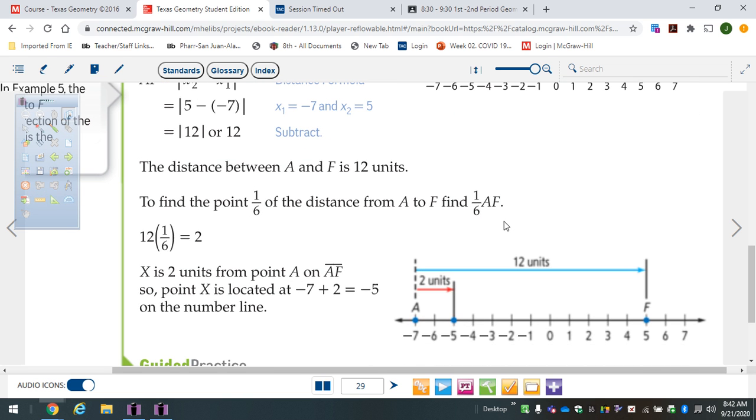We found the whole distance to be 12. We went ahead and subtracted 5 minus -7. Absolute value would give me 12 units. We're going 1/6, so we go with 12 divided by 6, or 1/6 of it, gives me 2 units. Move 2 units over, and there is our coordinate. Okay, there's a new location.